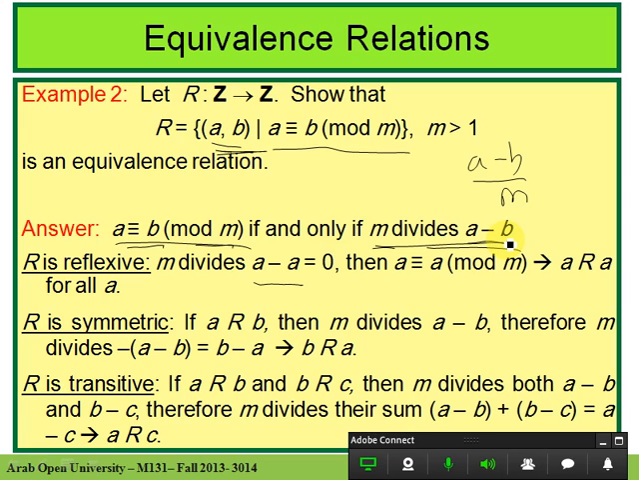Coming to the symmetric, if a relates to b, then m divides a minus b. Therefore, m divides minus of a minus b, that is the inverse of a minus b. For example, let's say a minus b is 4 and m is 2. So 4 divided by 2 is 2. Let's say b minus a is minus 4, the opposite. Minus 4 divided by 2 is minus 2, which is also an integer. So it satisfies the symmetric relation. Clear?